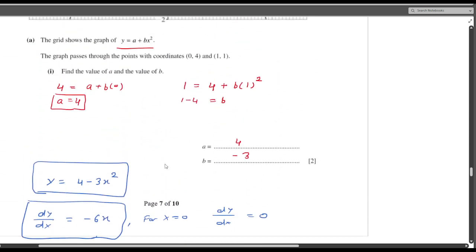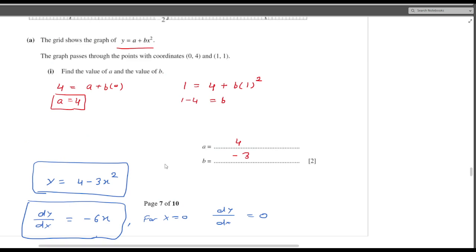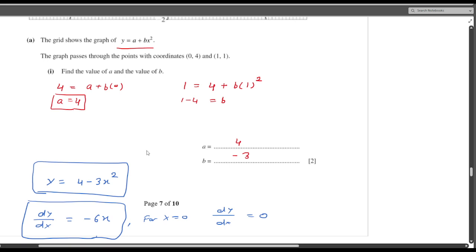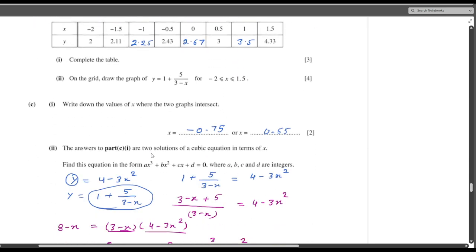So all the difficult problems you are solving here, if you are able to solve and understand these problems, the other problems are going to be definitely very easy for you all.